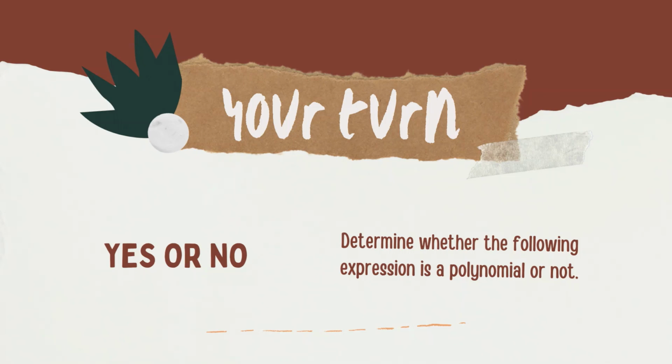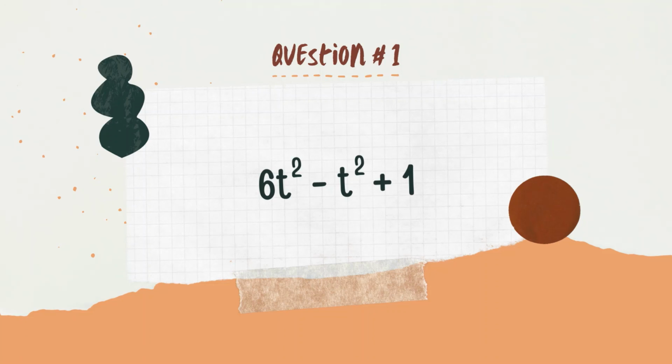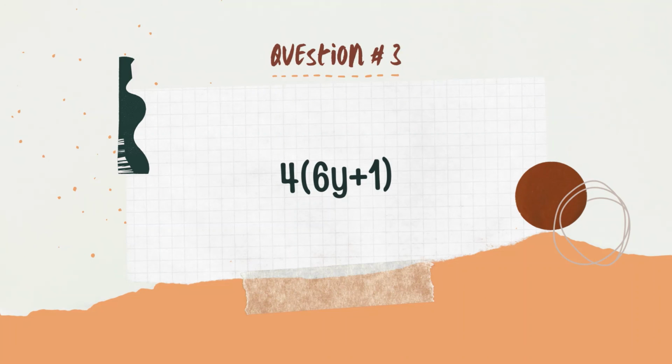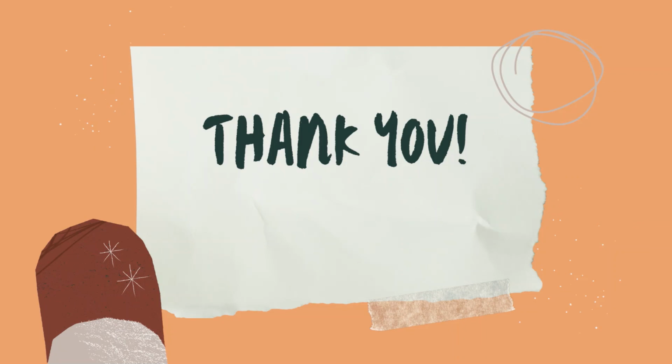Now your turn to answer this. You have to say yes or no whether the following expression is or is not a polynomial. You try this one. You try to say if it is yes or no. How about this one? You may post your answers in the comment sections. And I hope you have learned how to differentiate a polynomial from not a polynomial, or how you will determine an expression to be called a polynomial or not a polynomial.